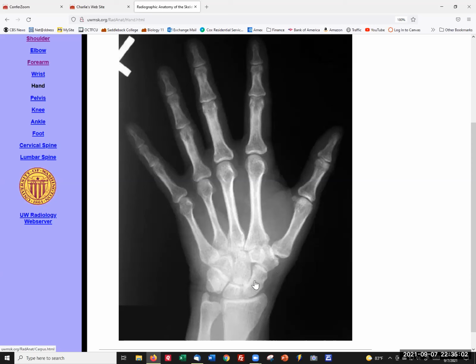Trapezium, scaphoid or navicular, lunate. Here was the triquetral, triangular, triquetrum. And see underneath it here in a circle, that's the pisiform.